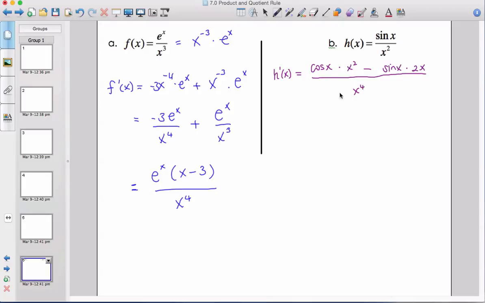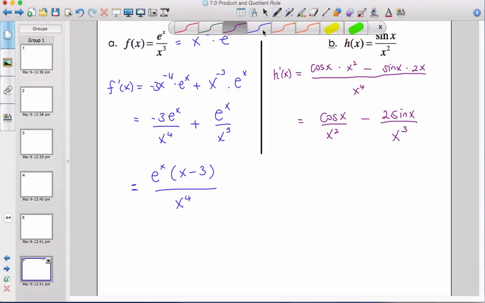Okay, so that's our derivative, and using the quotient rule, I think you can simplify further. Let's try that. I might even separate these. So here you get cosine x over x squared minus 2 sine x over x cubed.